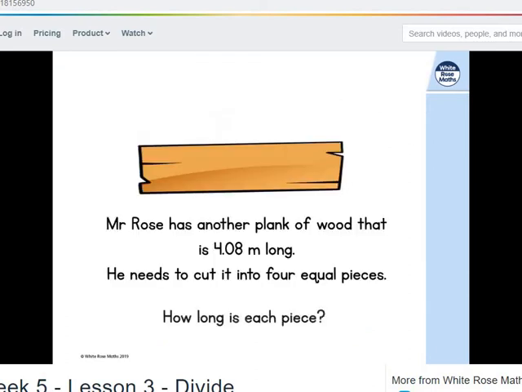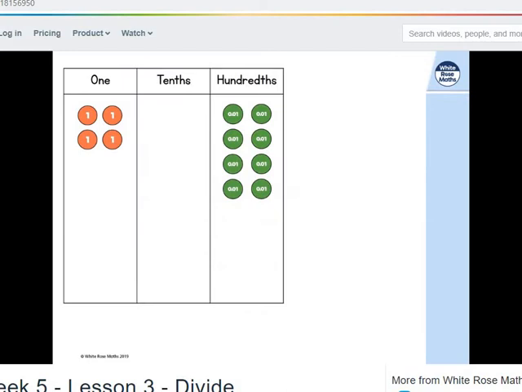What about this one then? This time his plank of wood is 4.08 metres long, and he wants to cut it into 4 equal pieces this time. How long is each piece going to be? Pause the video, have a go for yourself. Would it be 1.2 metres or 1.02 metres? Let's consider that for a second.